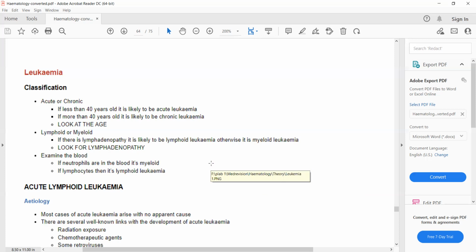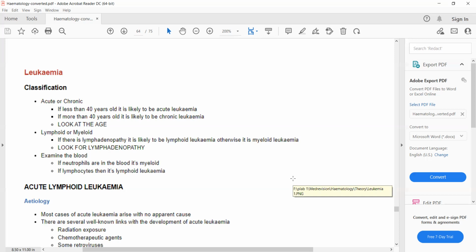Sir, lymphadenopathy can be present in the other one, myeloid leukemia, as well? Yes, it can be present in both of them, but it is more common in lymphoid leukemia. Lymphoid. Okay.